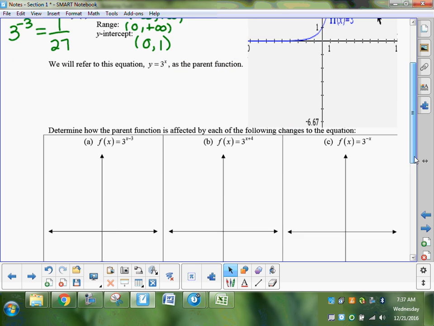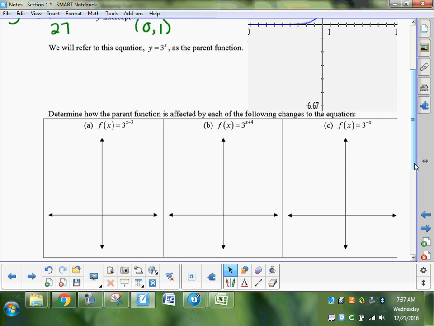What do you think is going to happen before we plug it in, question A? What do you think that graph is going to look like compared to the parent function? Tyler? It's going to shift it right. So we think that this means that we're going to shift this graph to the right 3.